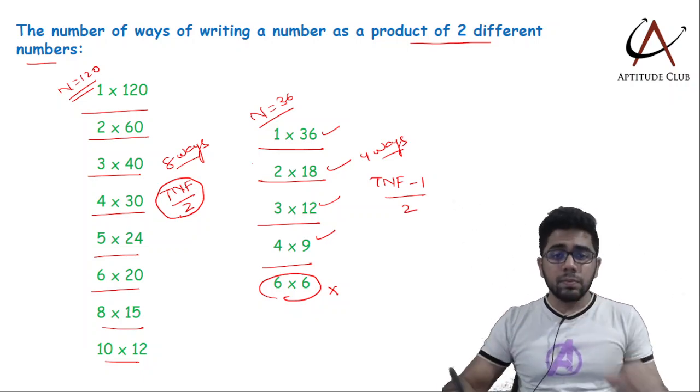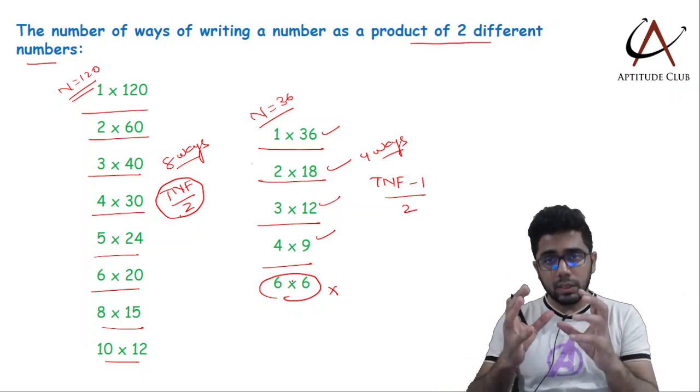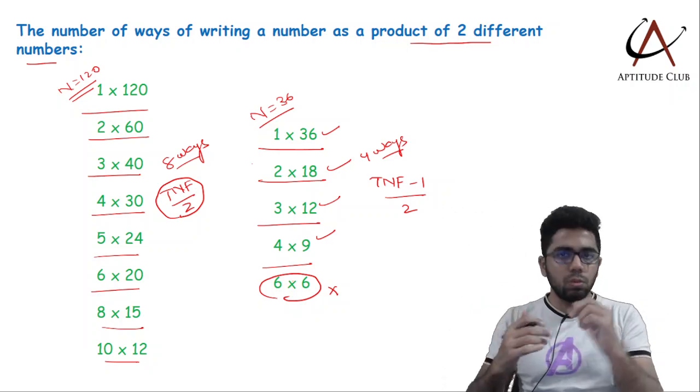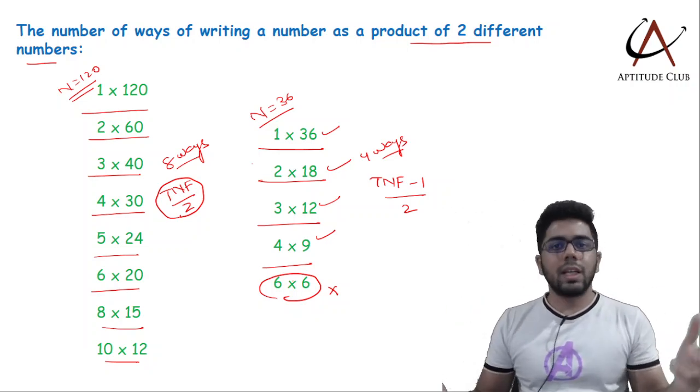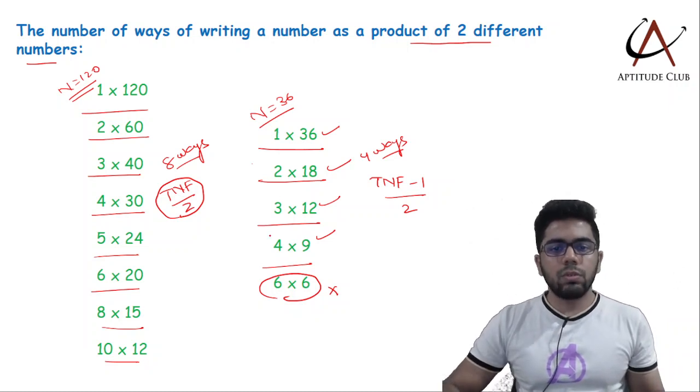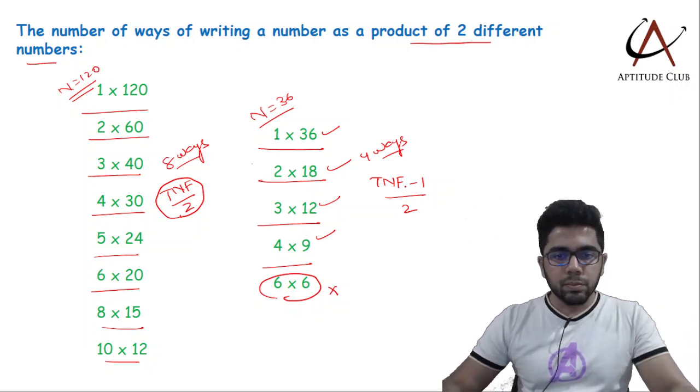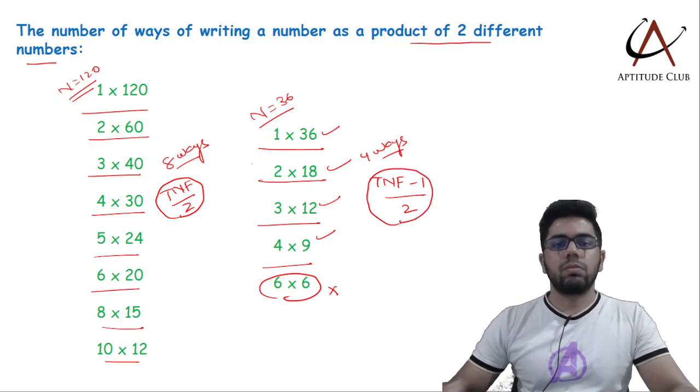Why did we do minus 1? Exclude this 6th factor, 6, because it was coming 2 times. Excluding it, whatever are the remaining factors, I divide by 2 and I can create pairs. So 1, 2, 3, 4, 8 factors, 4 pairs. So total number of factors minus 1 by 2.